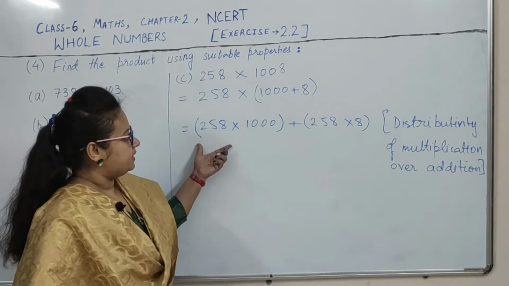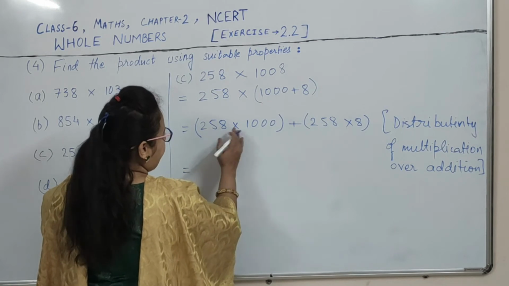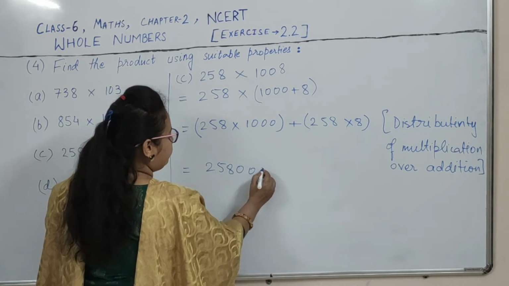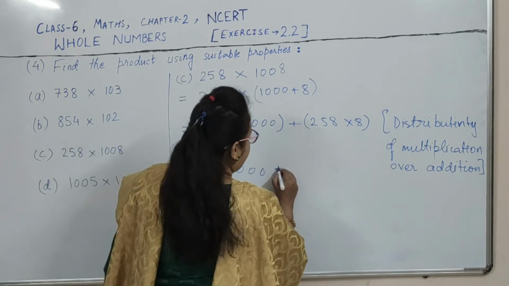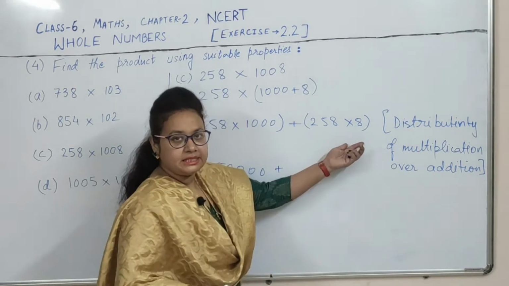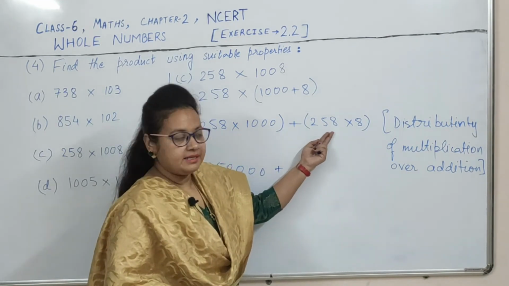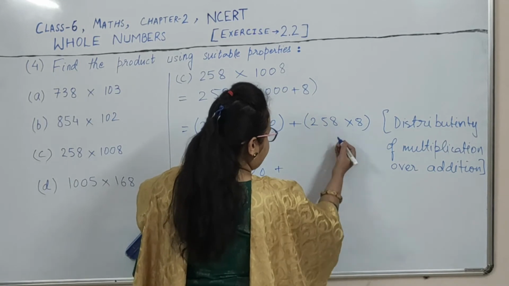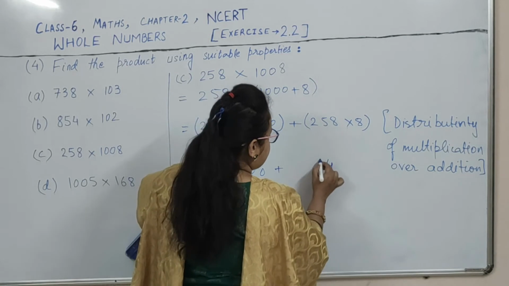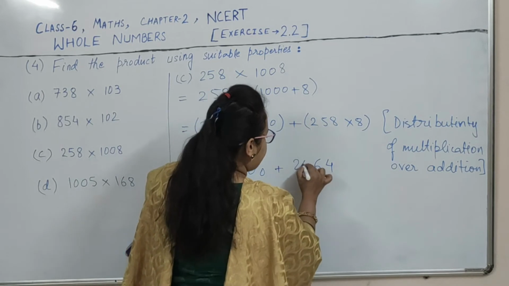So this is the distributive property, right? Now 258 into 1000 is 258 and these all zeros. Now plus this multiplied by this. In a single step we can multiply these two numbers because it is a 3-digit number and a 1-digit number. So a 1-digit number will be very easily multiplied to this. See how? 8 8s are 64, 6 carry. 8 5s are 40 plus 6 is 46, 4 carry. 8 2s are 16 and 16 plus 4 is 20.